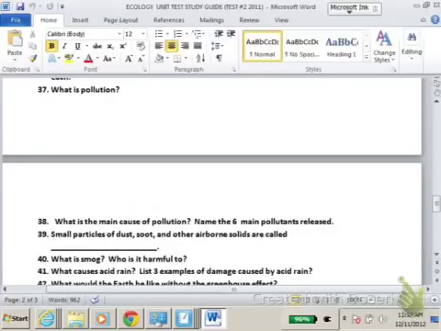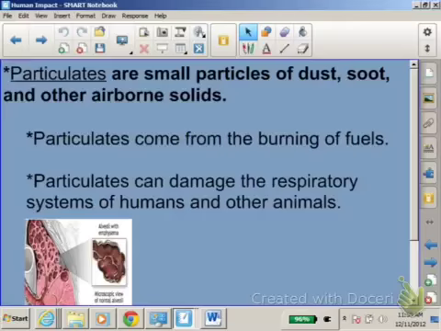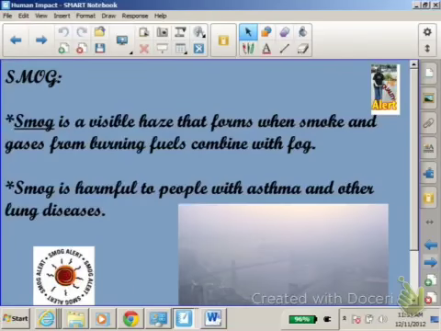Okay, look at number 40. What is smog and who is smog harmful to? Smog is a visible haze that forms when smoke and gases from burning fuels combine with the fog, and it's especially harmful to people with asthma and other lung diseases. If you ever watch the news in the summertime, a lot of times it'll say there's a smog alert. Please keep people with respiratory problems from going outside.